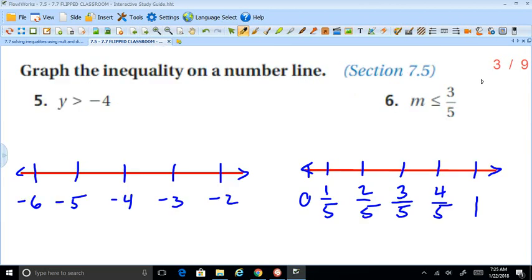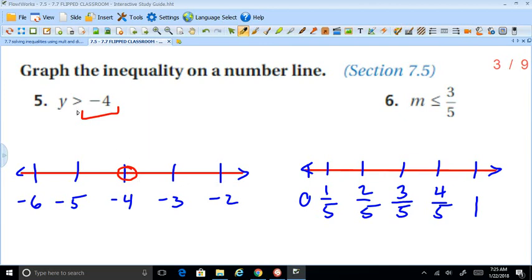Numbers 5 and 6. Graph the inequality on the number line. So there's nothing to solve here. We're simply going to graph it. y is greater than negative 4. This is my attention number. I'm going to put my dot on negative 4. It's going to be an open dot this time because it does not have the or equal to part.